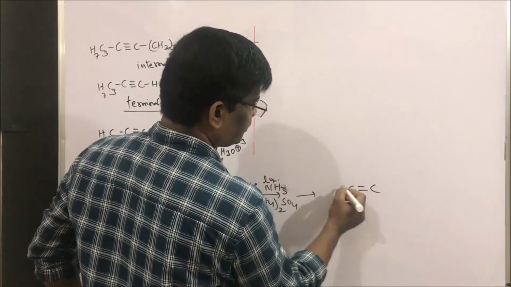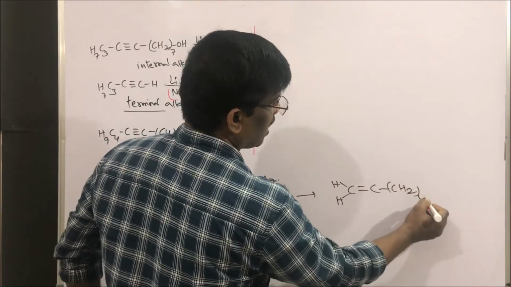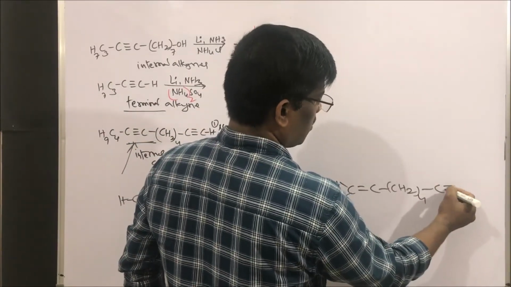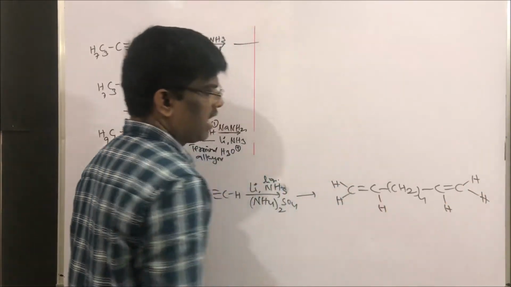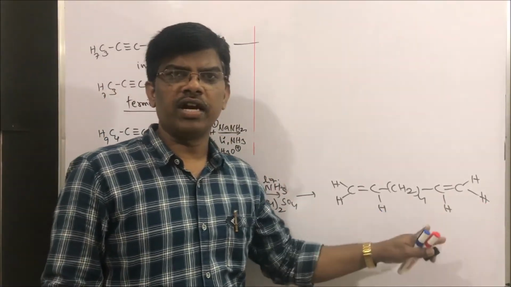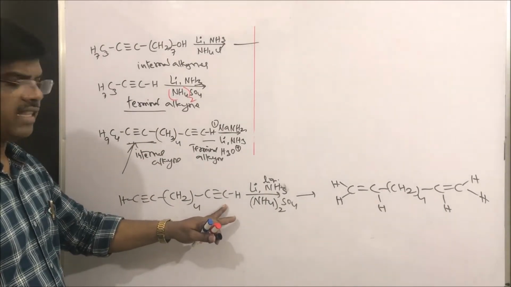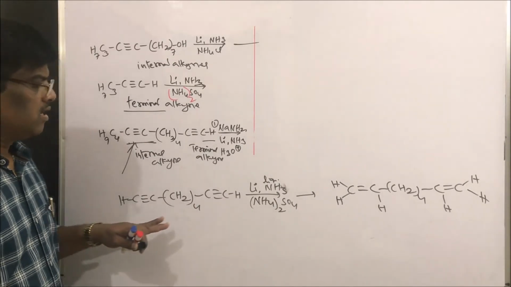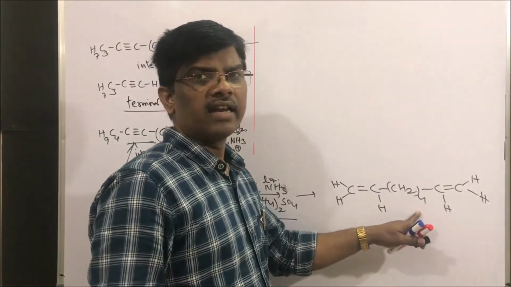alkene, isn't it? So here the alkene will be there, CH2 taken 4 times, then C double bond C, with one hydrogen and one hydrogen here, isn't it? So this diene I am going to get from this dialkyne. Though it is a terminal alkyne, this is also terminal. At the end of the chain, if an alkyne group is present, it is known as a terminal alkyne. Though it is a terminal alkyne, in the presence of ammonium sulfate, I am going to get this alkene.